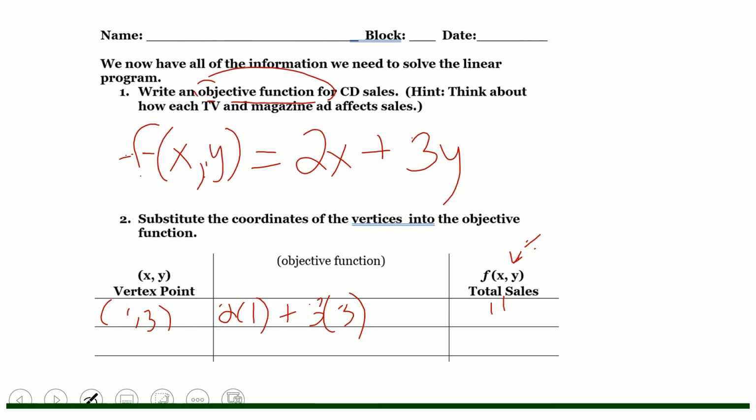So whatever the x and the y were, if you buy that many ads, then this is what you would get in sales. And then once you do that, you should be able to figure out the optimal number of TV and magazine ads. So I hope that this video helps clarify this as you're working on it. If you need to come back and watch this video and replay a part of it so that you know what kind of answer you should have, hopefully this will answer any questions that you might have.